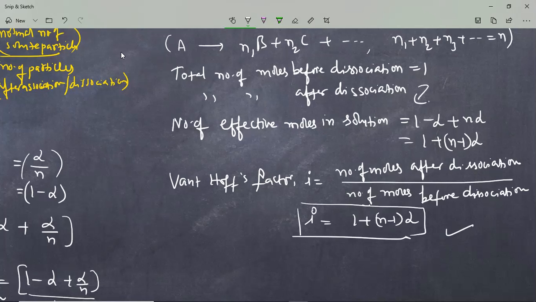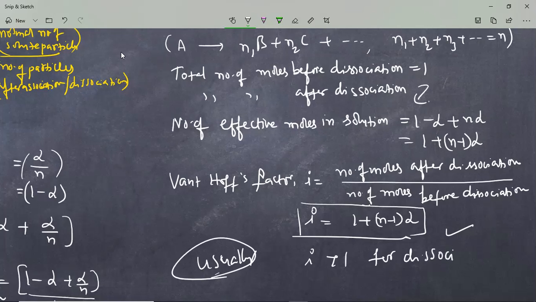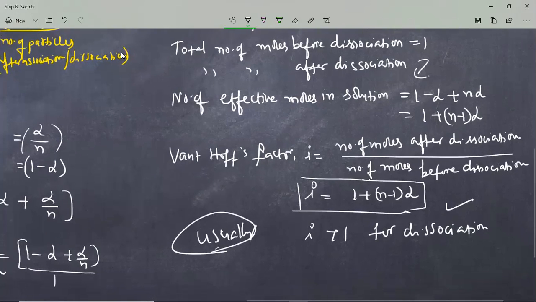Usually in the case of dissociation, what will happen? The Van 't Hoff factor will be greater than 1. Usually the i value will be greater than 1 for dissociation. You have to remember this one. For dissociation, the i value becomes greater than 1. For association, it will come less than 1.